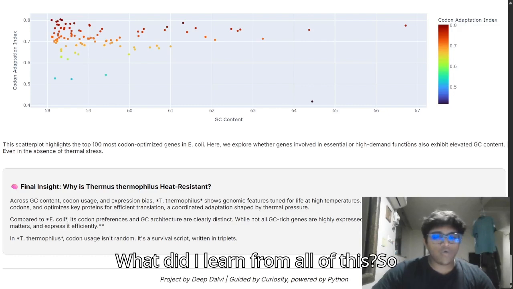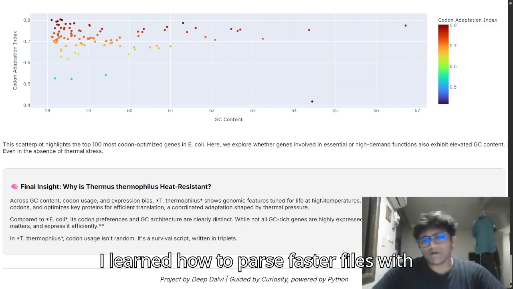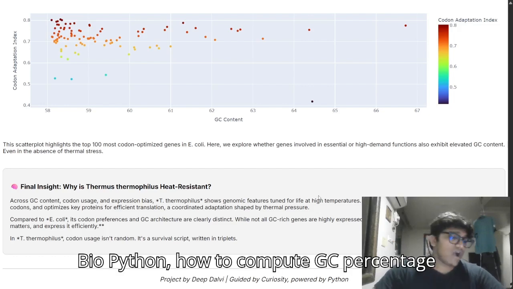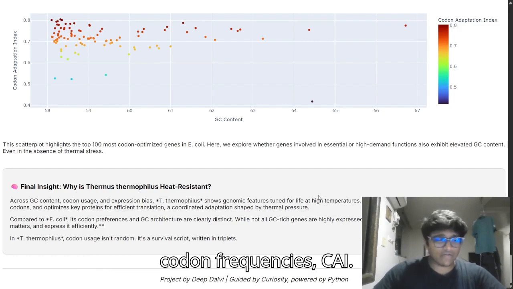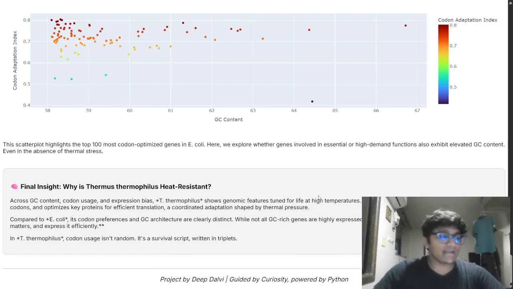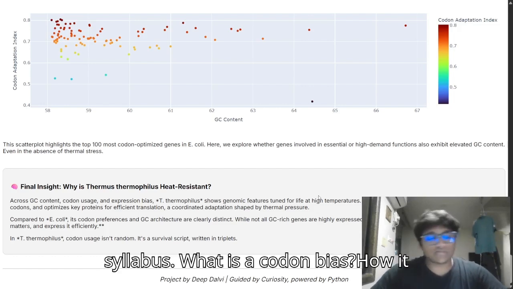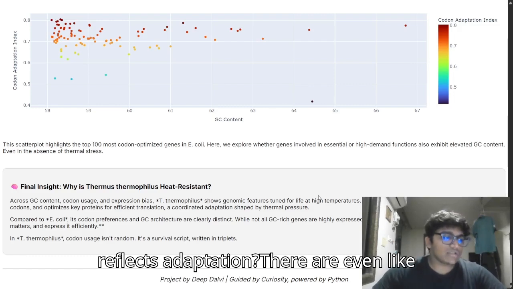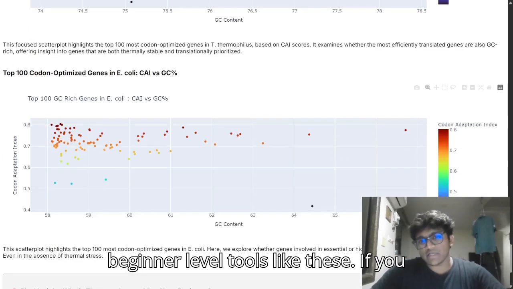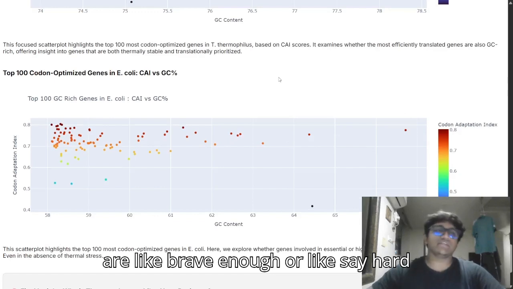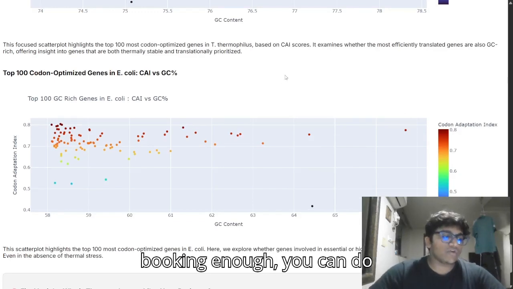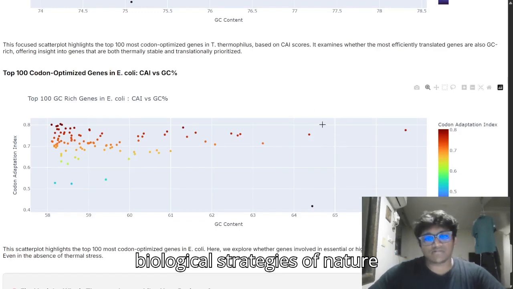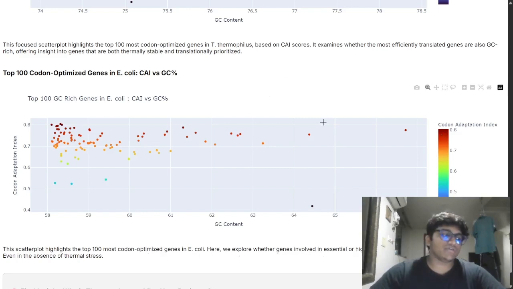So what did I learn from all of this? I learned how to parse FASTA files with BioPython, and how to compute GC percentage, codon frequencies, and CAI. What is CAI? I was not taught this in my syllabus. What is codon bias, and how does it reflect adaptation? There are even beginner level tools like these. If you are brave enough, or let's say hardworking enough, you can reveal biological strategies of nature.